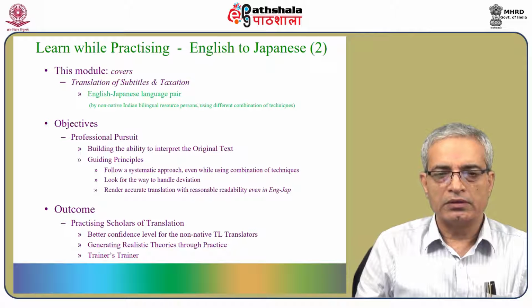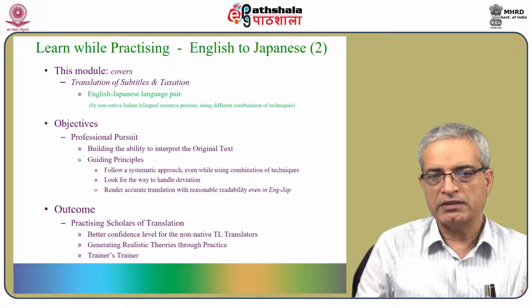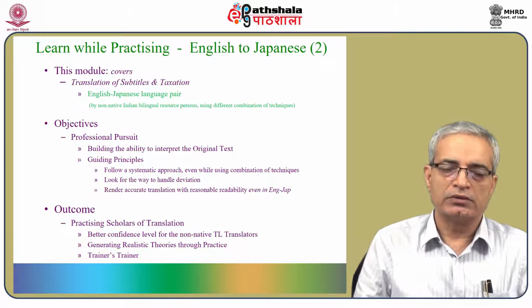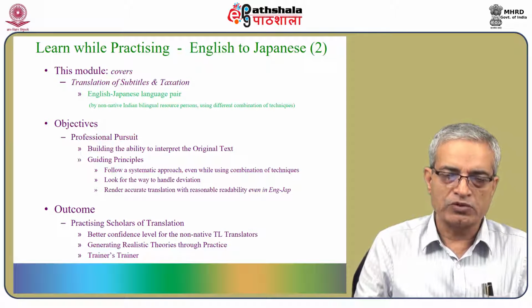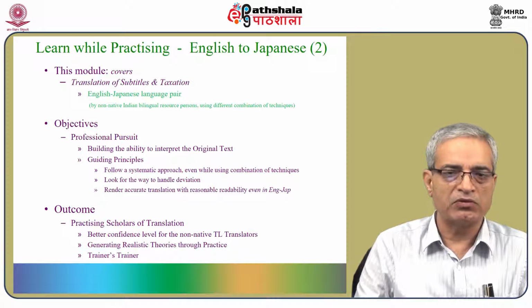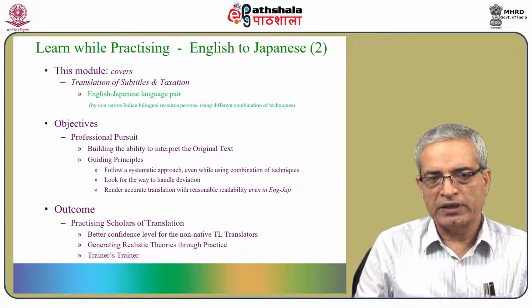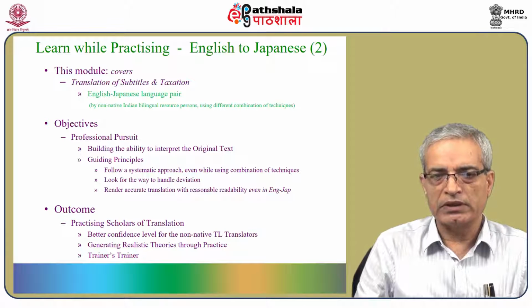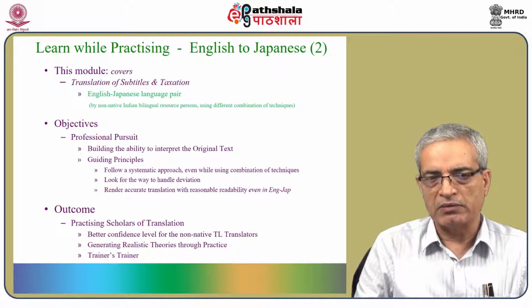Now in this module, we will cover the translation of subtitles and taxation. Subtitles means where some movie is shown and there is some script coming at the bottom to explain the dialogue which is being told at that point of time. So subtitle has got a typical nature. It's a conversation type dialogue. And taxation, what we are dealing with in this module is some paragraphs picked up from the tax treaty between India and Japan, to explain how the techniques help in such cases. We have noticed that even non-native speakers can do a workable translation.